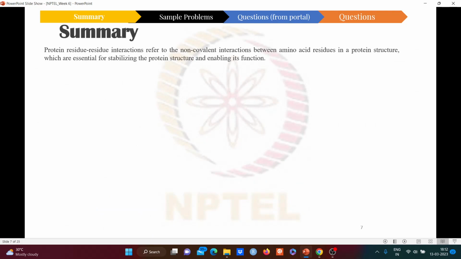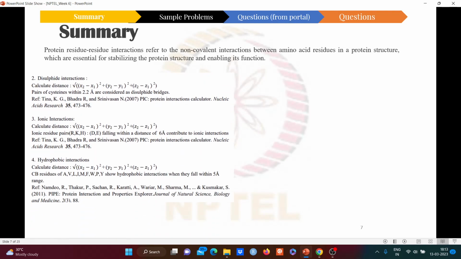Okay, next is the protein residue interactions. These can also be referred to as non-covalent interactions between amino acid residues in a protein structure, which are essential for stabilizing the protein structure and enabling its function. These residue interactions can be classified into several types based on the nature of the interaction and distance between the interacting atoms.